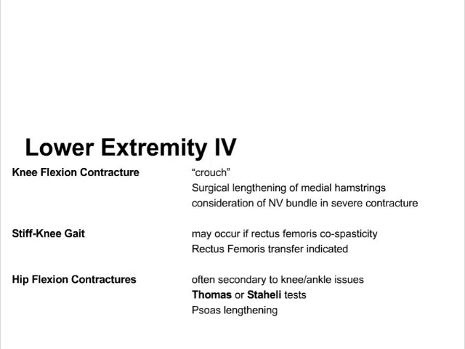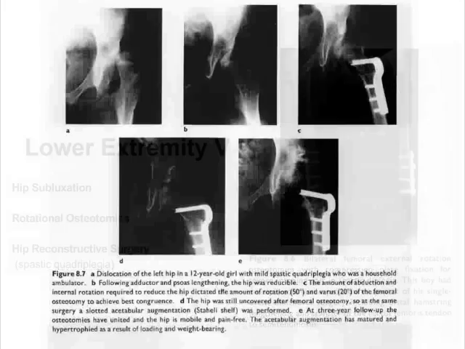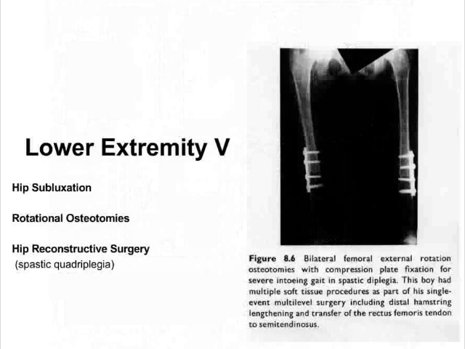More severe bony deformities can arise. These include actual hip subluxation, as is shown in this case study of a 12-year-old girl, as well as medial torsional deformities. And this is when rotational osteotomies, as shown here, are indicated. This child's had bilateral external rotational osteotomies performed at the distal femur, in addition to multiple other procedures.